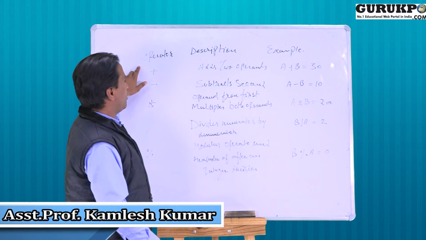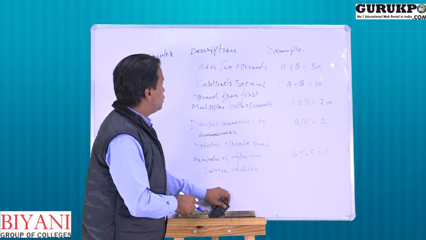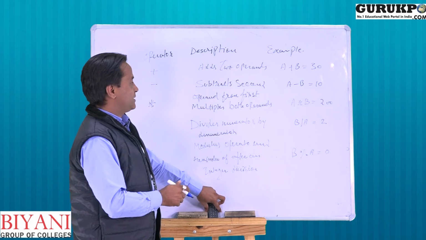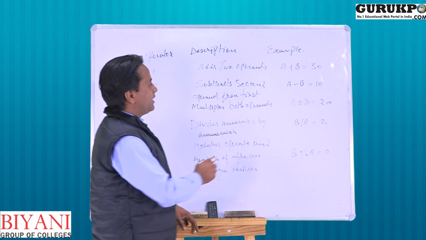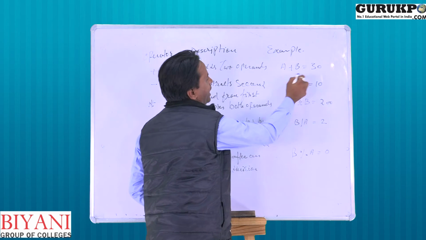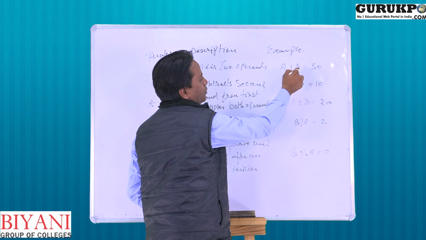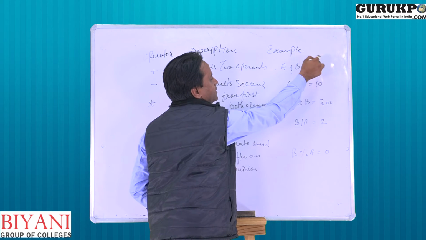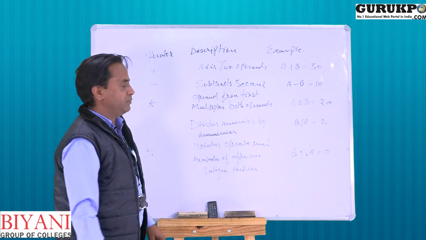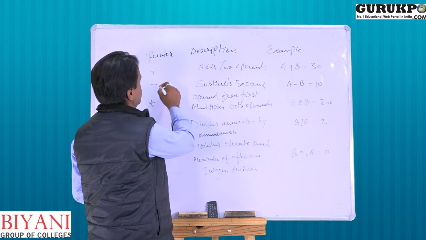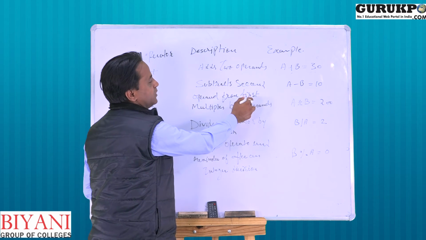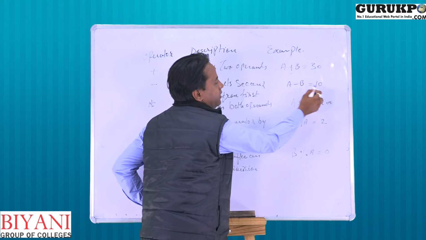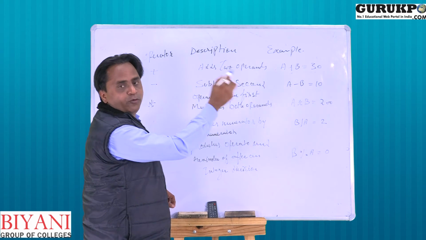The arithmetic operator adds two operands. Arithmetic operators add two operands and perform different tasks. It means we have to use operands, which give the solution to C. Then subtraction subtracts the second operand from the first.